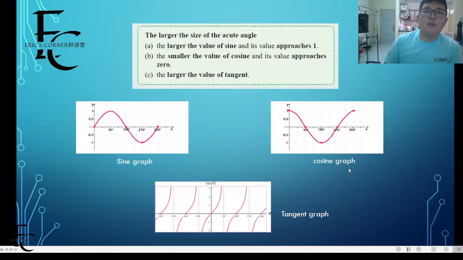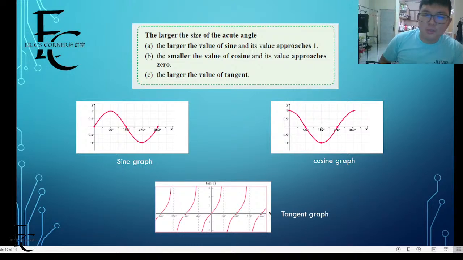So the sine graph and cosine graph, in terms of science and maths terminology, we call it a sinusoidal graph. A sinusoidal graph will be something like the sine graph and cosine graph, which has a crest and a trough. So B, the smaller the value, the cosine value approaches 0. As we increase the size of the acute angle, it will approach 0.